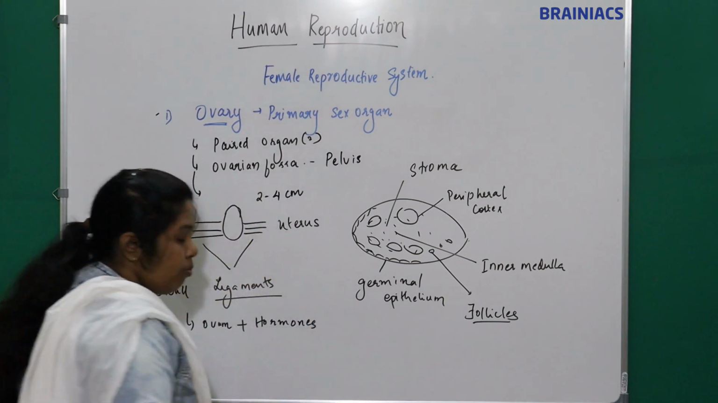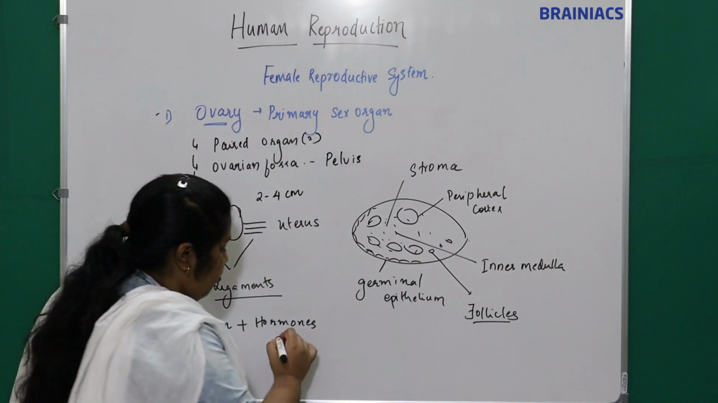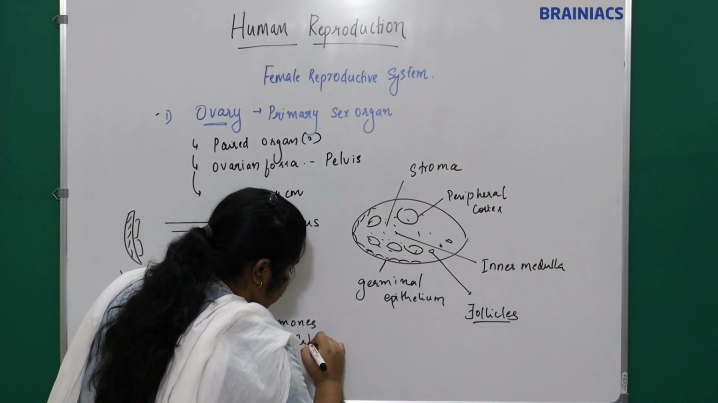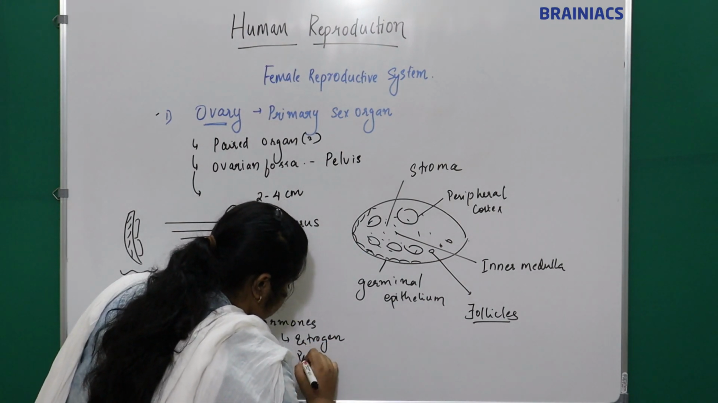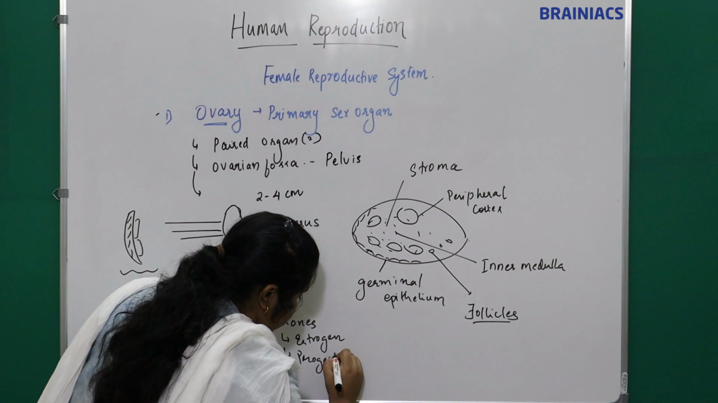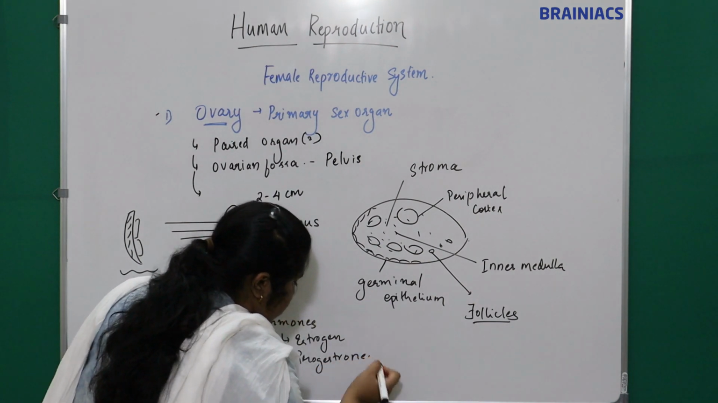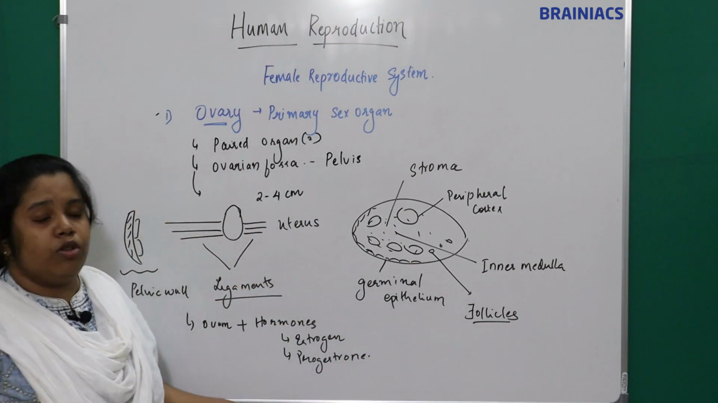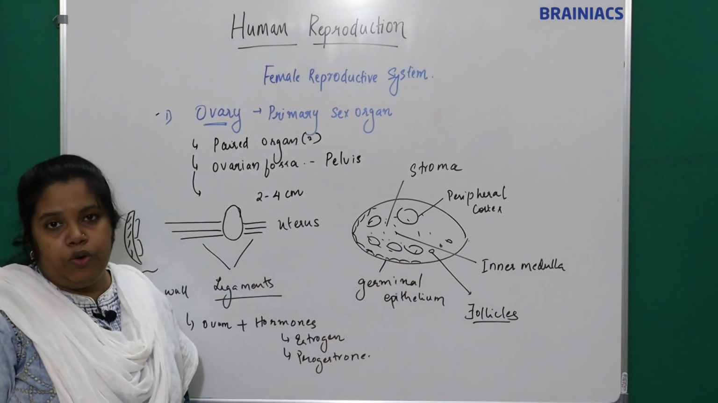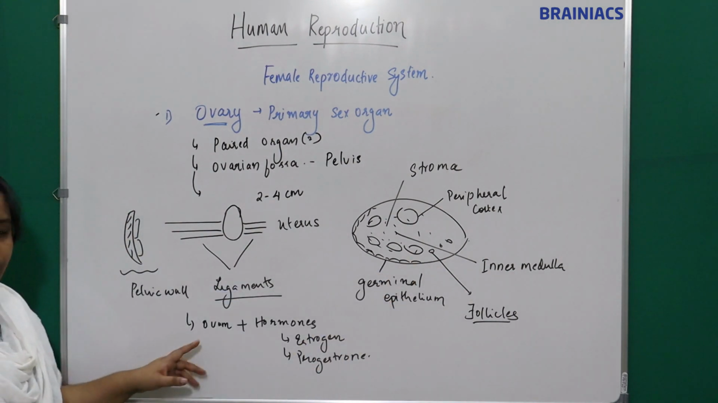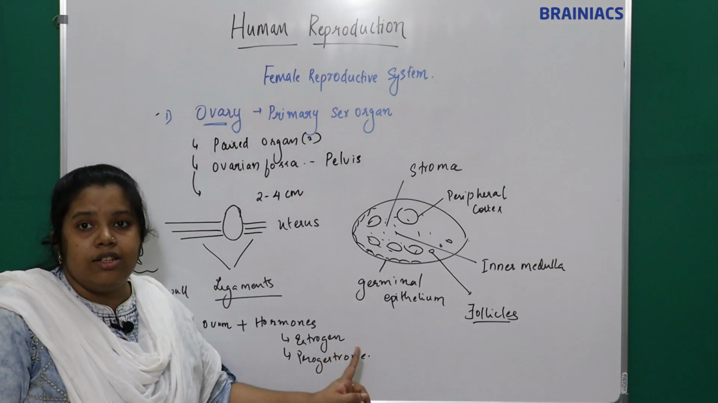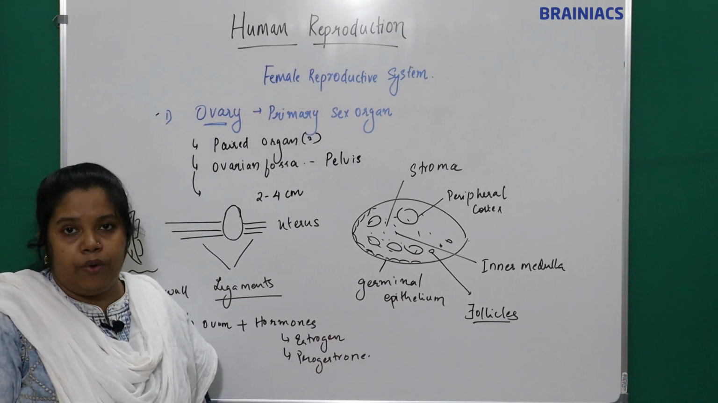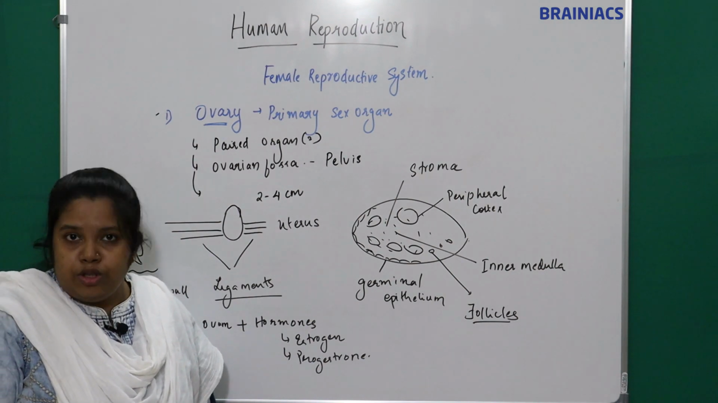Which is the major hormone secreted from the ovary? We have female hormones like estrogen and progesterone. These are the female sex hormones. Estrogen and progesterone are secreted from the ovary. That is the functions of the ovary. One is ovum production, second is hormone production. Which are the two hormones produced? Estrogen and progesterone.